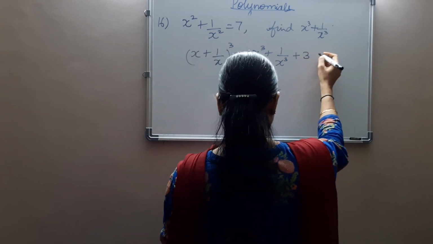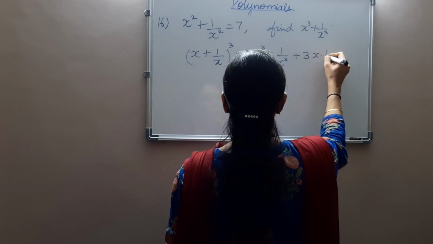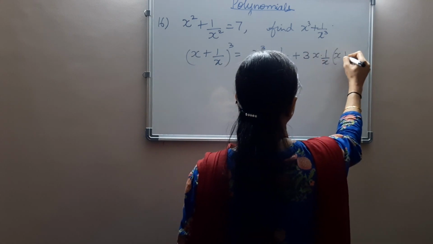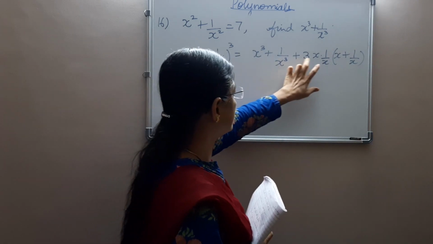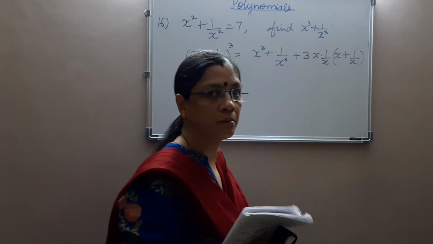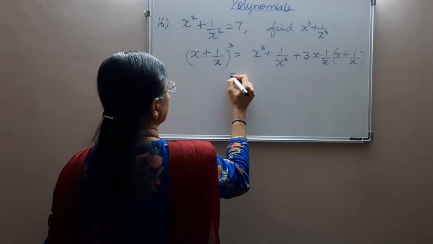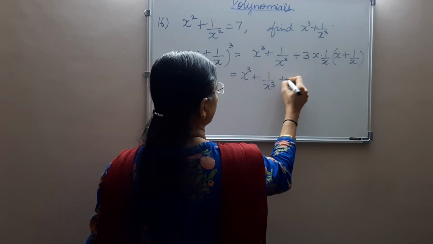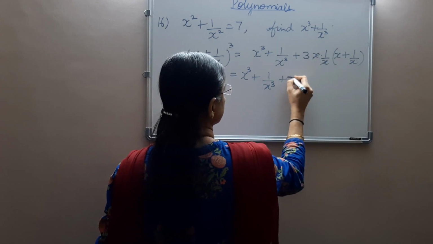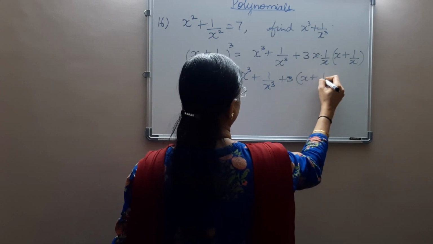3 times x into 1 by x into x plus 1 by x. You understand this step? This is a cube plus b cube plus 3ab into a plus b. Okay. So now this is x cube plus 1 by x cube plus, x gets cancelled, 3 times x plus 1 by x.